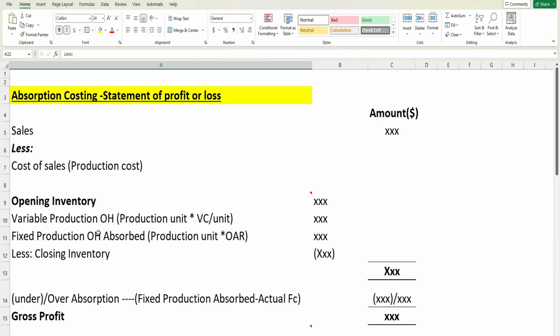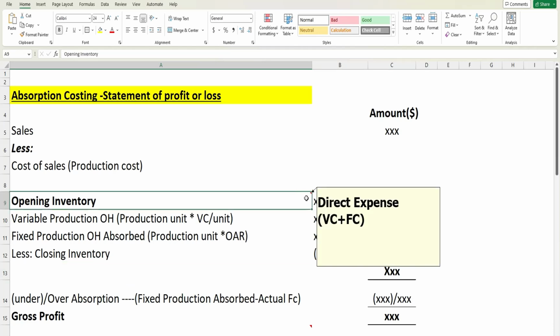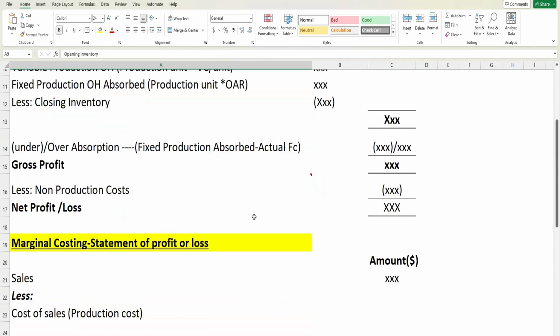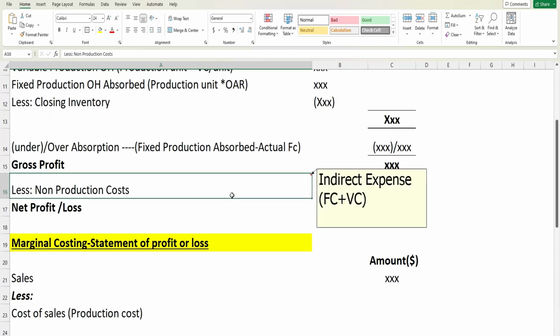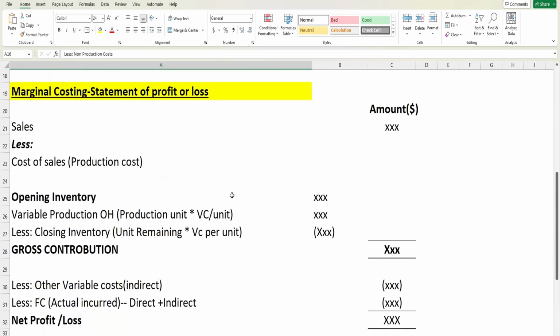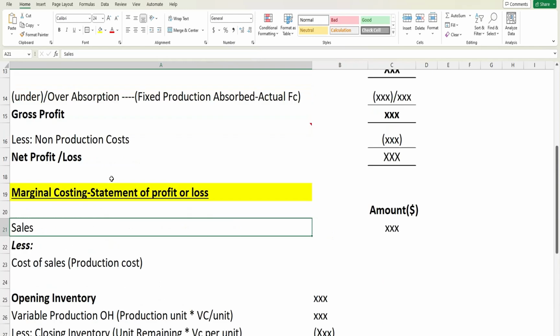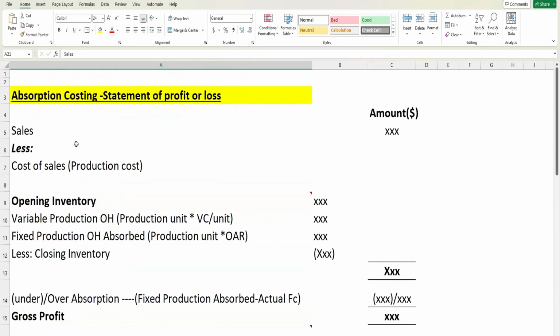So as I said in my previous video, in absorption costing, while preparing a statement of profit or loss, the cost is divided into production and non-production, right? And I have dropped a note here as well. But in case of marginal costing, the costs are divided based on fixed cost and variable cost, right?